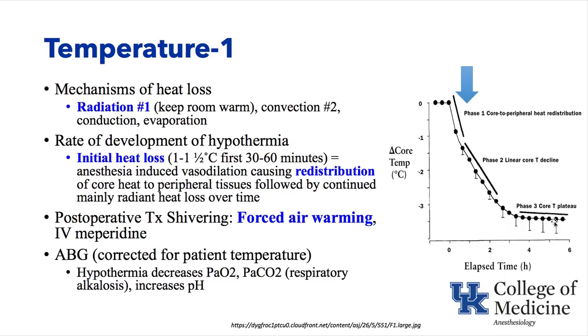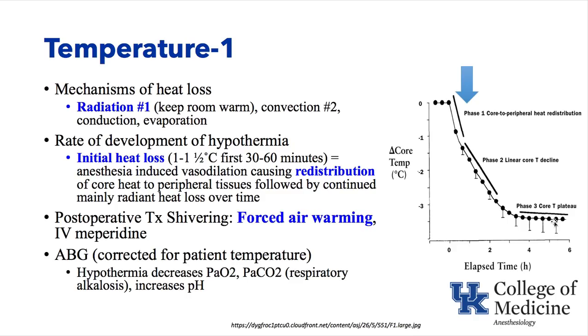Arterial blood gases are affected by temperature, and we correct them for a patient's temperature. For example, if you draw blood gas from a patient whose temperature is 32 degrees, you put it in a blood gas machine. The blood gas machine actually warms it to 37 degrees and spits out the numbers at 37 degrees. But you need to correct it for the patient's real temperature. And if it was 32 degrees, they're cold.